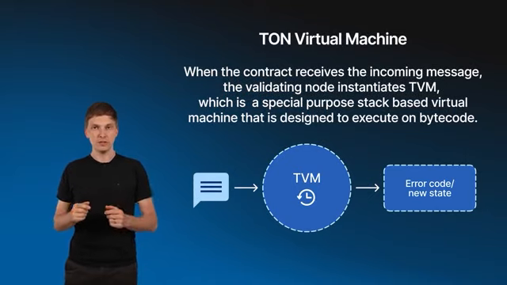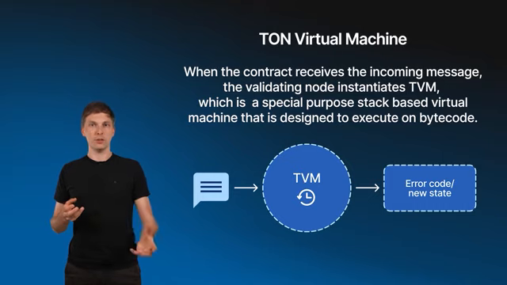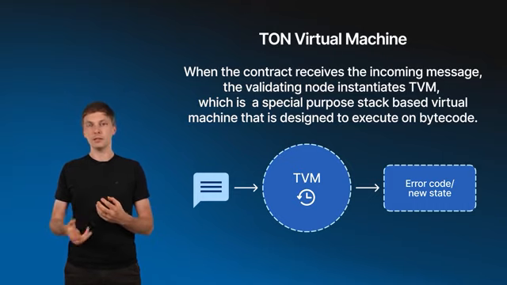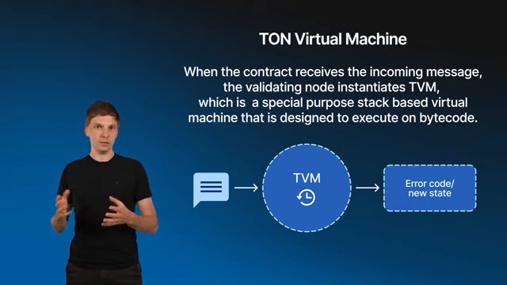When the contract receives the incoming message, the validating node instantiates TVM, which is a special purpose stack-based virtual machine that is designed to execute TON bytecode. This virtual machine is loaded with the current state of a contract and its current code, and both the state and the code are stored in cells.